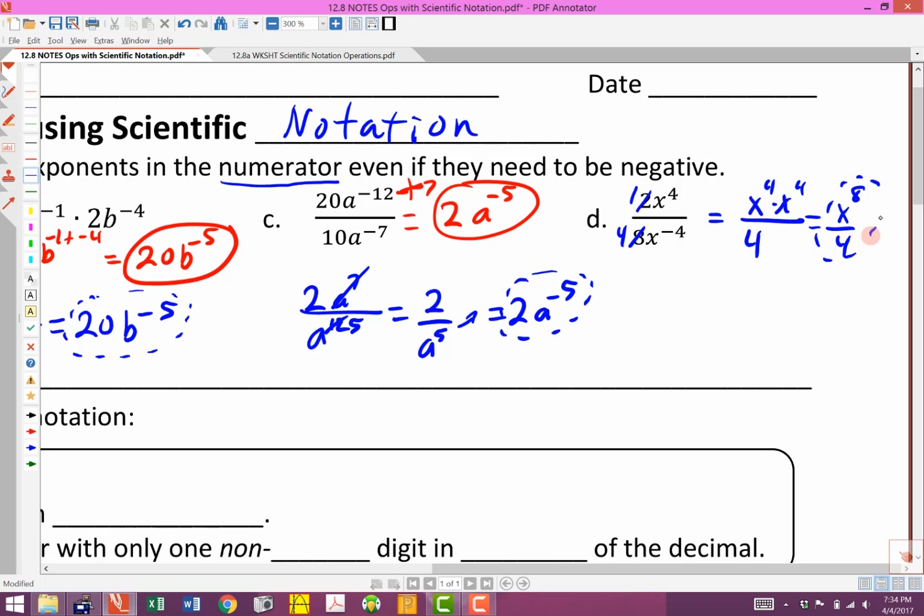That's one way we could write it. Another way is we could pull that 1/4 out front and then write x to the 8th. This is probably the best way to write it for right now. If we got really fancy, we could write that as a decimal: 0.25 times x to the 8th. Any one of these would be okay. Since the original problem was written with whole numbers in kind of a fraction form, these two right here would probably be the best ones.